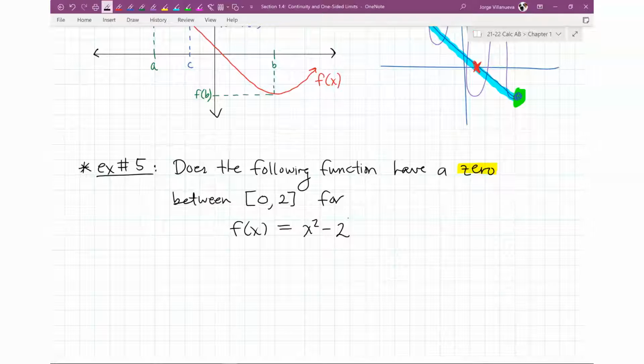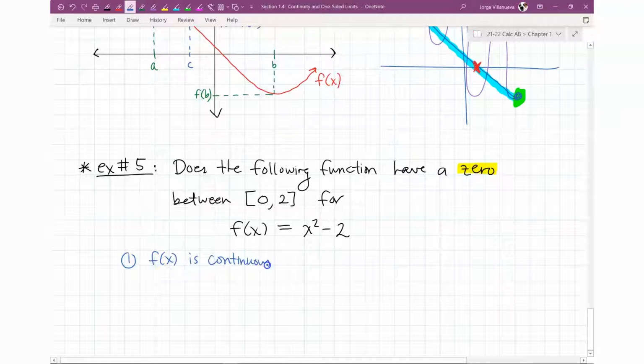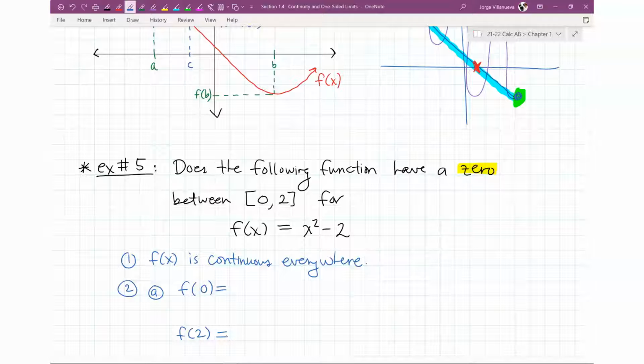Well, first off, I know this is a quadratic function, and quadratic functions are always continuous, right? So I know that this function is continuous. Let me make a point of that. Number one, f of x is continuous everywhere. Okay? A quadratic function is continuous everywhere. So we have continuity. So now I just want to check f of a and f of b. In my case, a is 0 and b is 2. So part 2, let's call it part a for part 2, f of 0, and then we'll find f of 2.